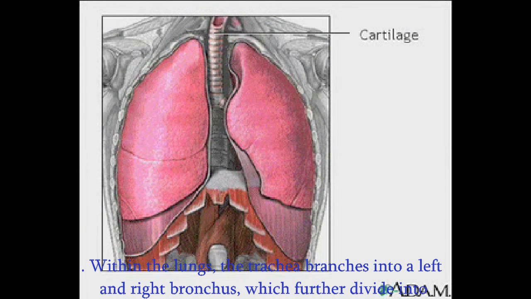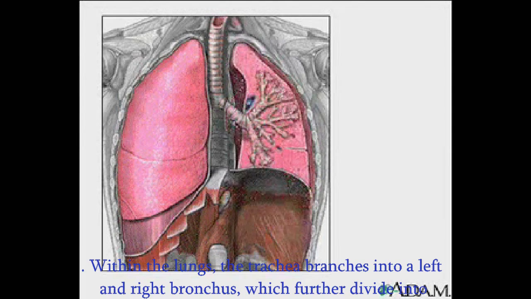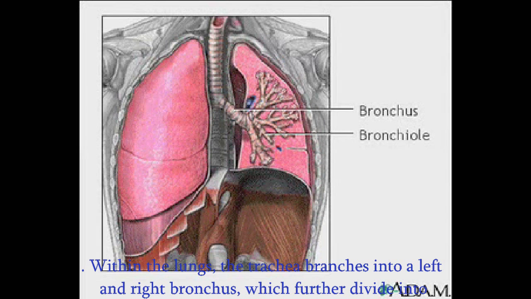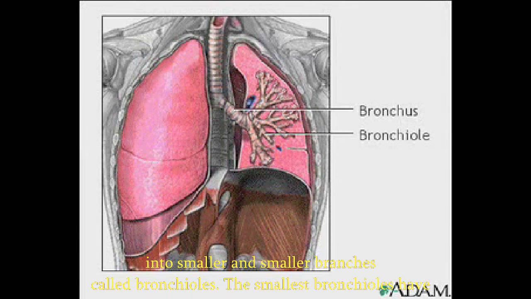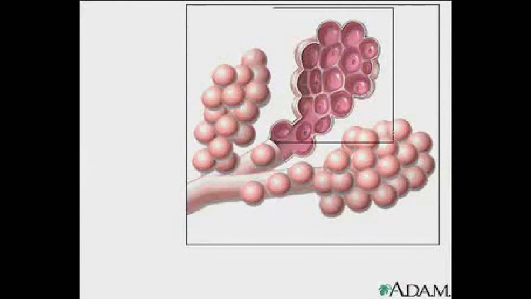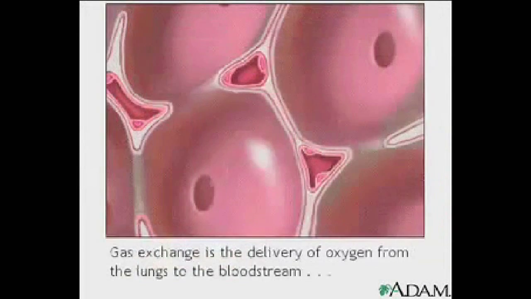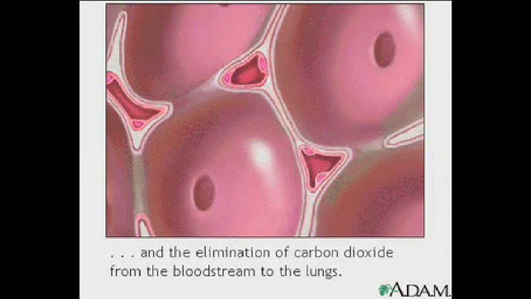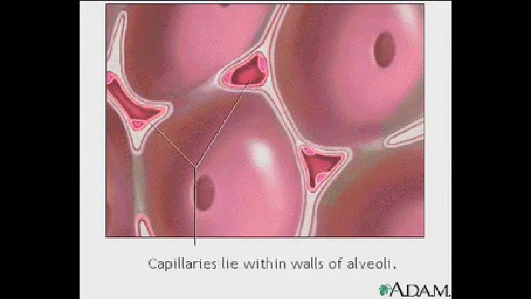Within the lungs, the trachea branches into a left and right bronchus, which further divide into smaller and smaller branches called bronchioles. The smallest bronchioles have attached tiny air sacs called alveoli, which inflate in inhalation and deflate in exhalation. Gas exchange is the delivery of oxygen from the lungs to the bloodstream and the elimination of carbon dioxide from the bloodstream to the lungs.